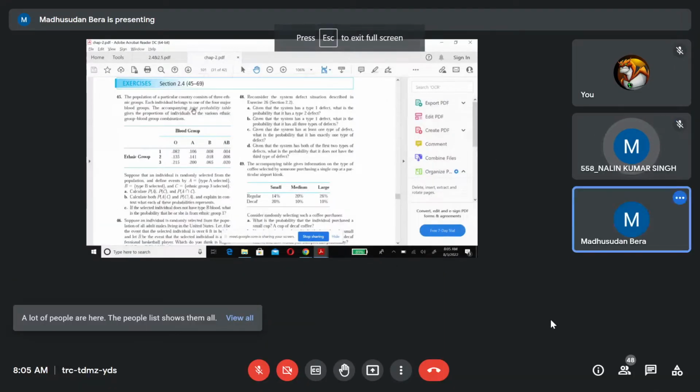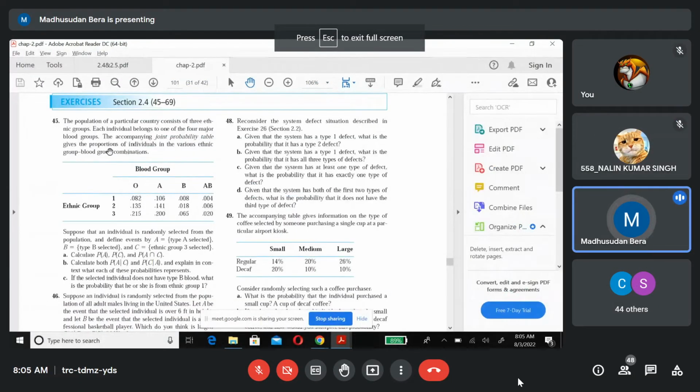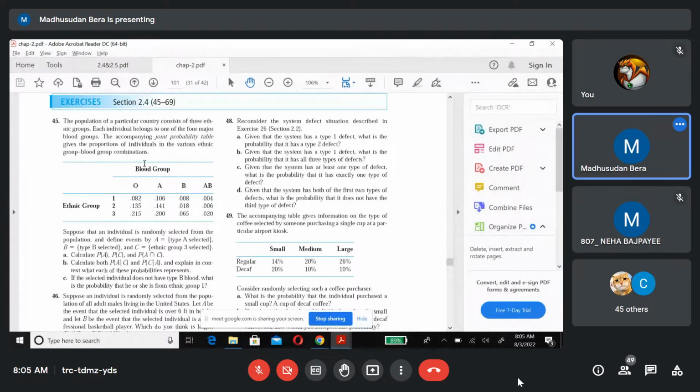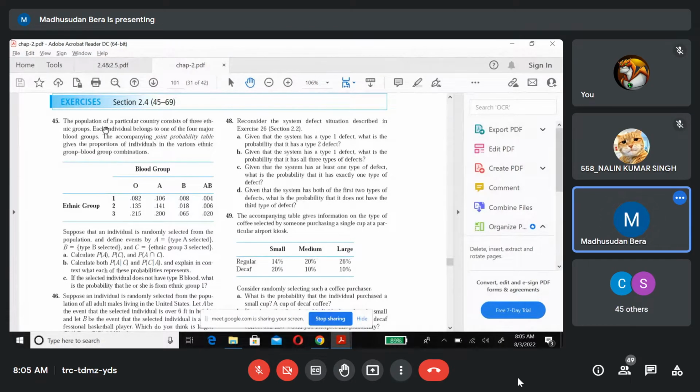The accompanying joint probability table gives the proportion of individuals in the various ethnic group and blood group combinations. The population has three ethnic groups, group 1, 2, 3, and belongs to four major blood groups: O, A, B, AB. The corresponding joint probability table is given.